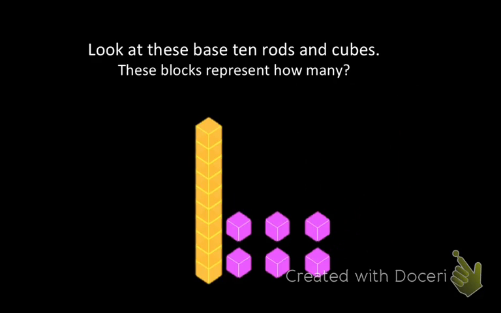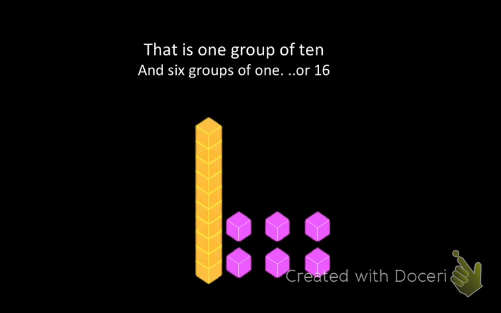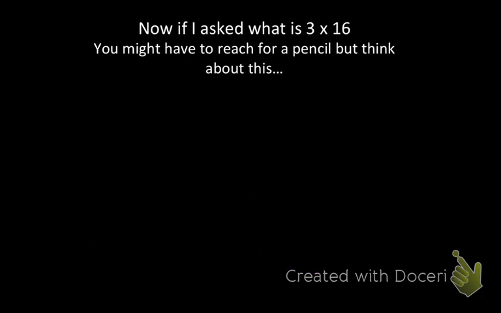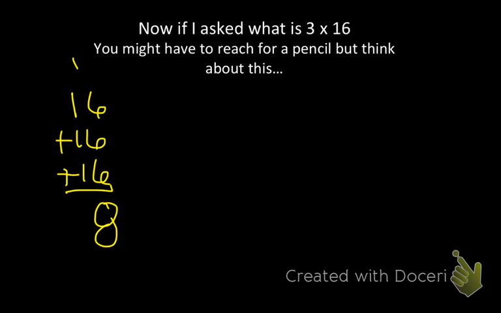That represents 16. Now this is going to help us understand the distributive property, right? So I've got one group of 10 and 6 groups of 1, that makes 16. But what if I wanted to multiply 16 times 3, right? Some of us are going to reach for our pencil, and we're going to do something like this. We would write 16 plus 16 plus 16, and add these up. 6 and 6 is 12, plus 6 is 18. I'll carry the 1.